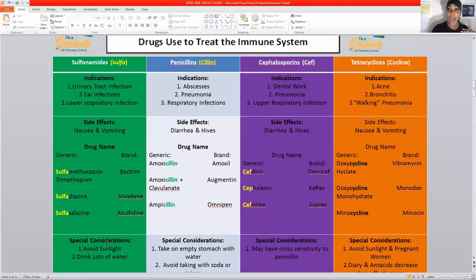The next one is penicillin. Penicillin is going to be the ending for this particular drug classification. The indication is abscess. It is also used to treat pneumonia and respiratory infections. The side effects here are diarrhea and hives. Hives is something that you've seen before.